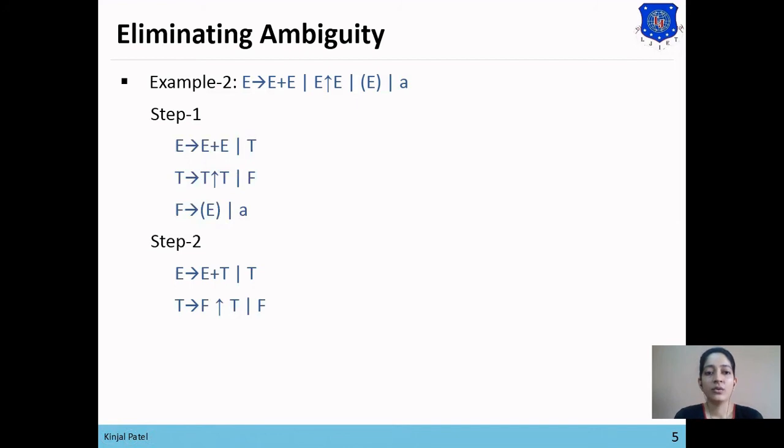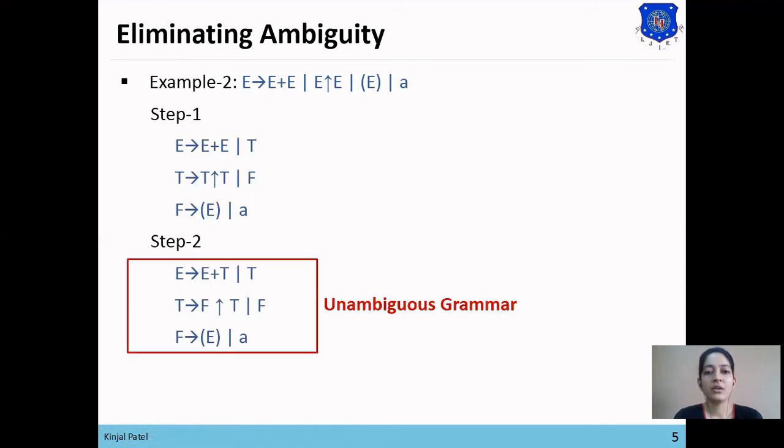Now there are no issue in the third level as it has no left recursion or no right recursion issue. So we will not make any changes in the third level. So here is our unambiguous grammar for this example. This grammar we can use for the parsing.